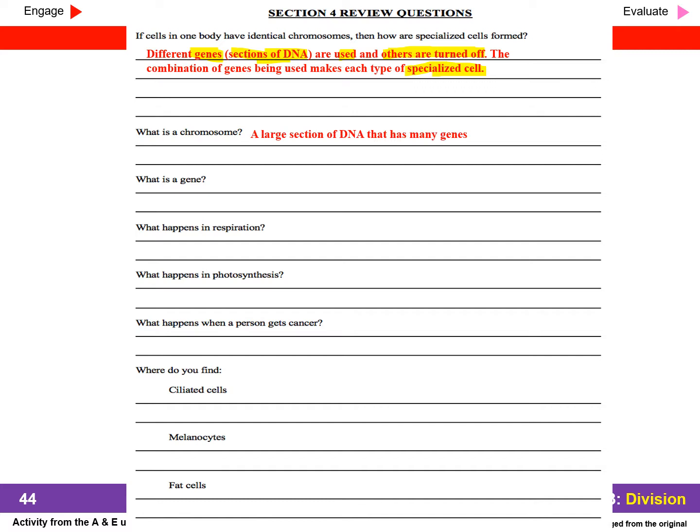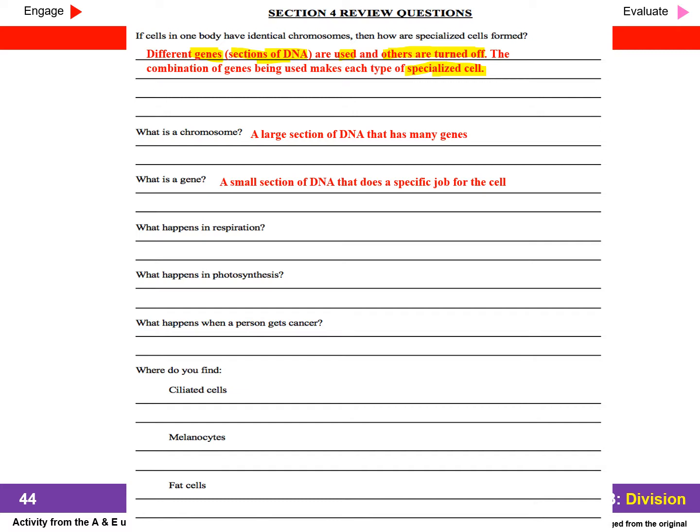So talk about what is a chromosome. A chromosome is basically just large sections of DNA that have many genes in them. And then we talk about what a gene is. A gene is just a small section of DNA that does a specific job for a cell. So it's a specific piece of information that the cell needs in order to survive.